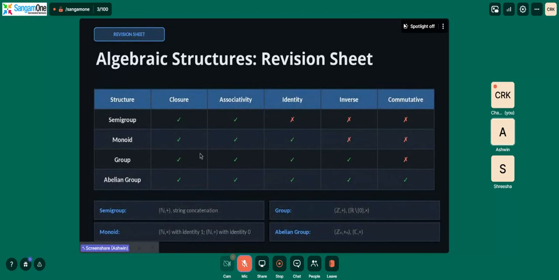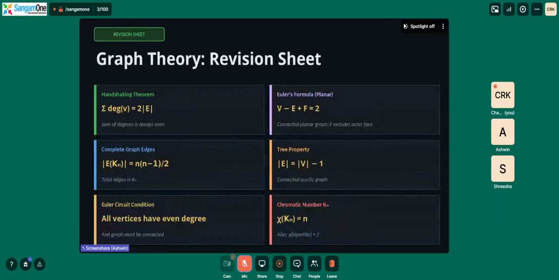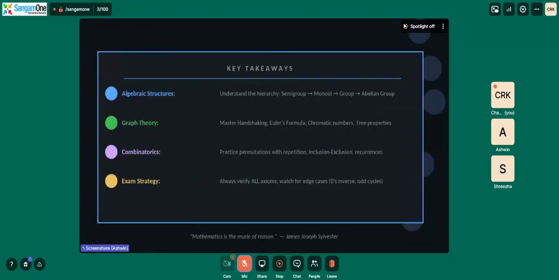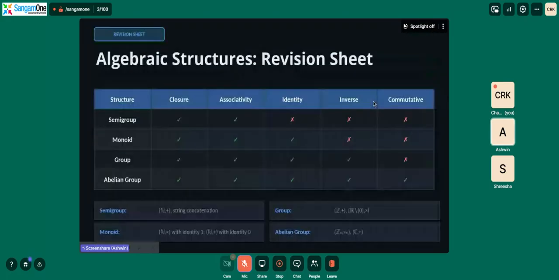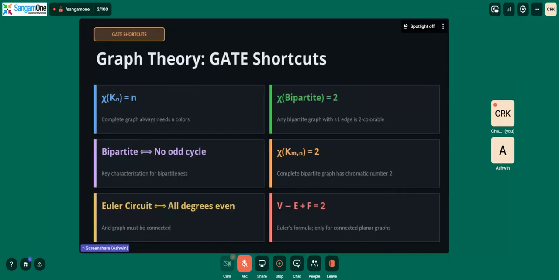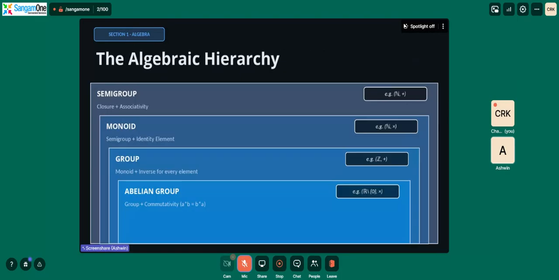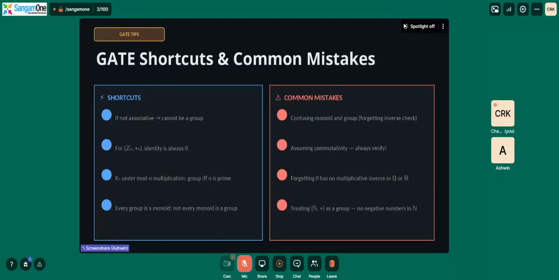This is the revision set. Graph theory revision sheet, the combinatorics. Key takeaways are understanding the hierarchy: semigroup, monoid, group, and abelian group. You should remember this formula. Remember this slide, how each group is related to each other and how it is a hierarchy everywhere.